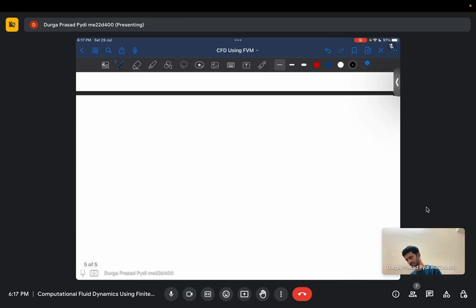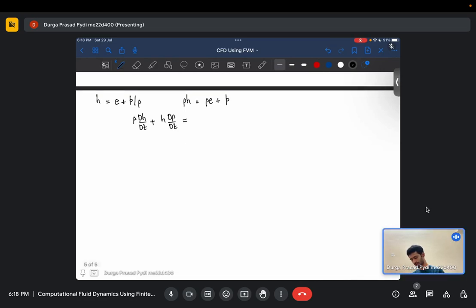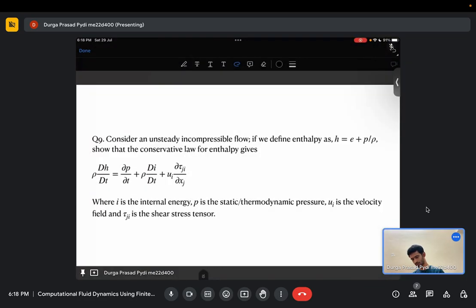So if you start from the same expression h equal to E plus P by rho, or maybe you can do it parallelly, you get rho times h equals rho times E plus P. Now if I apply the material derivative on both sides, you will essentially end up with rho times dH dt. Or maybe we will simplify the question. As per the question, it asks about incompressible flow. I guess it's an unsteady and incompressible flow.